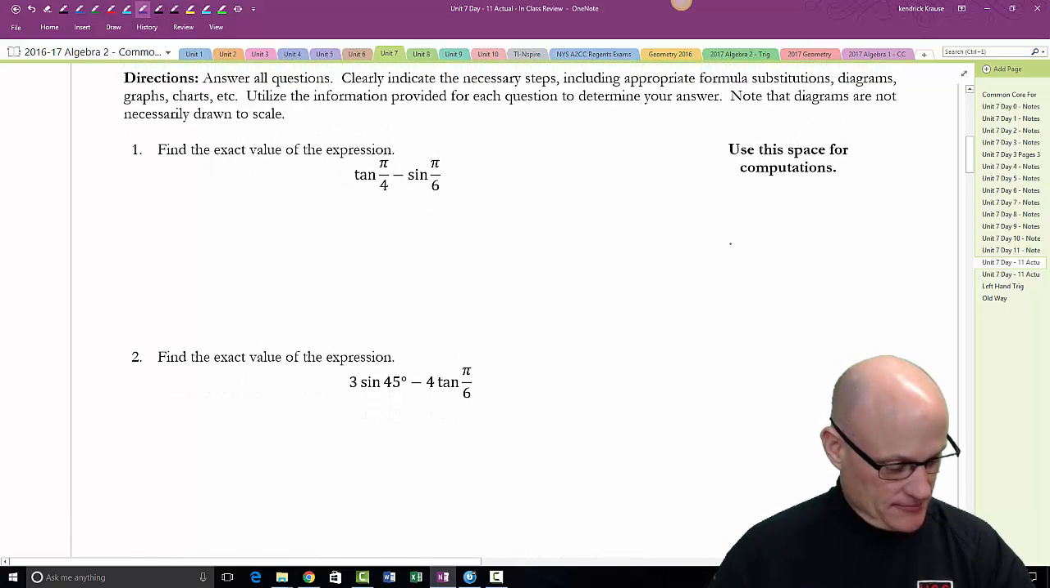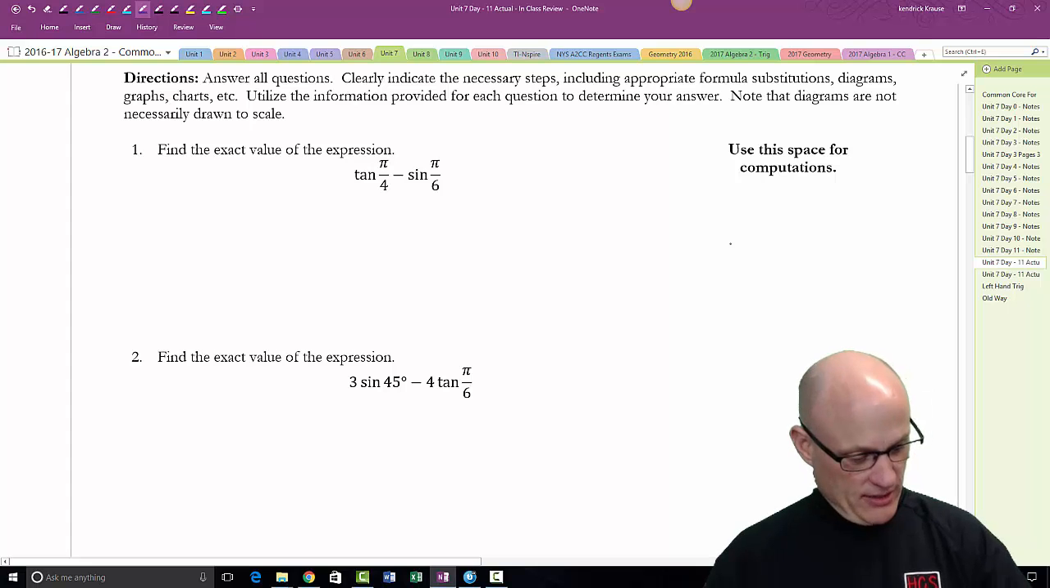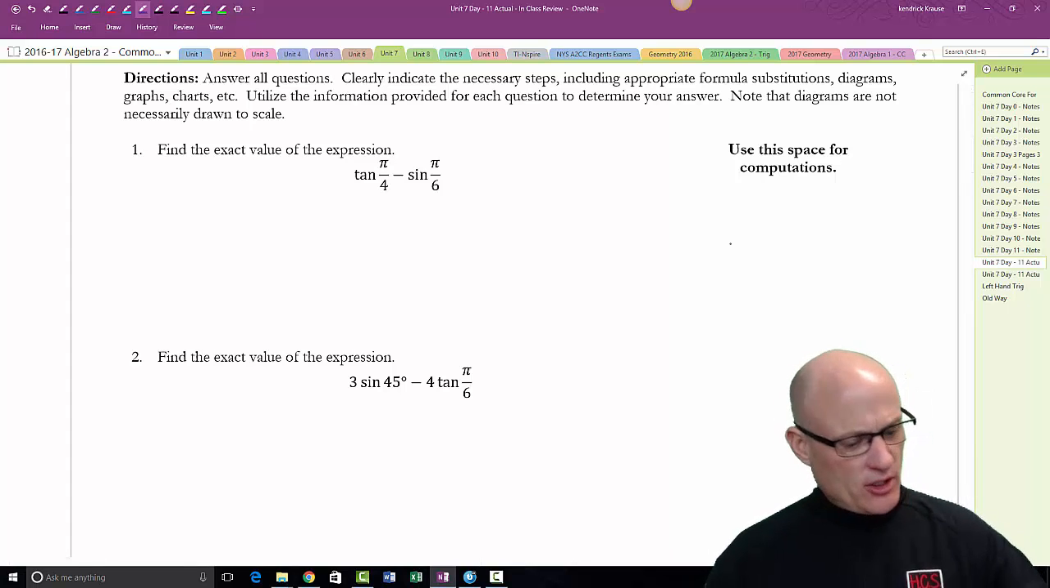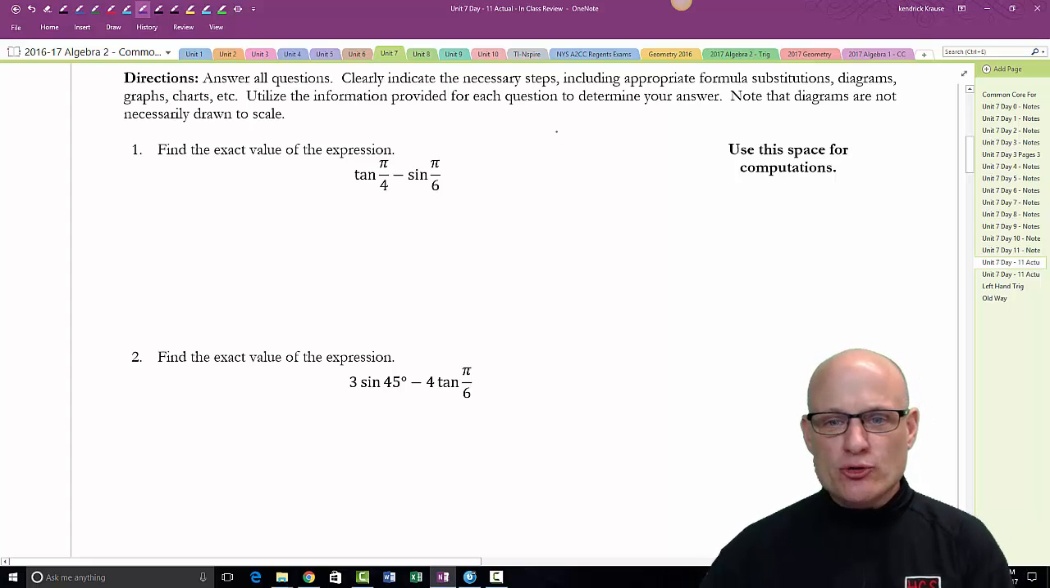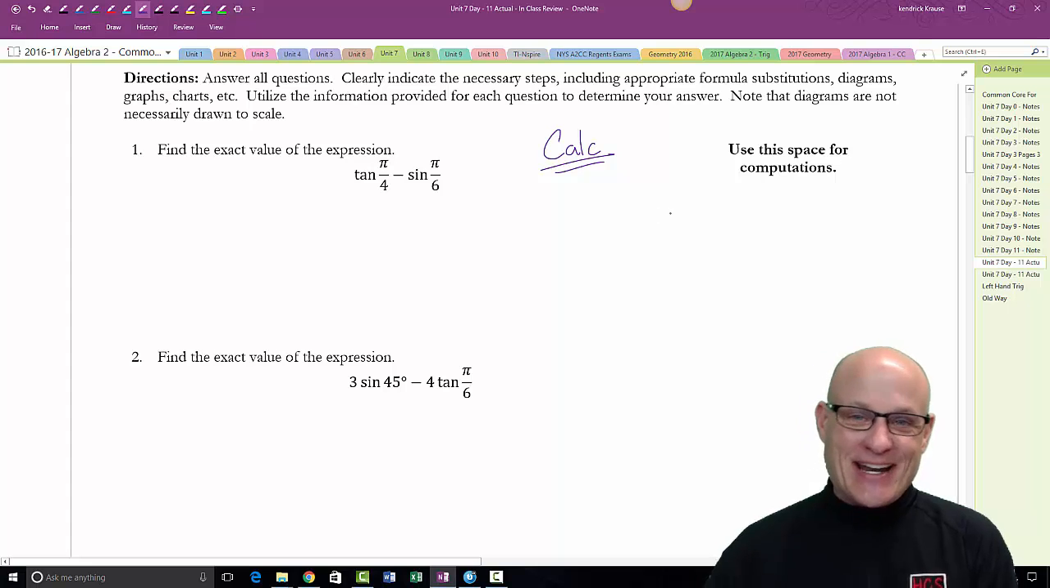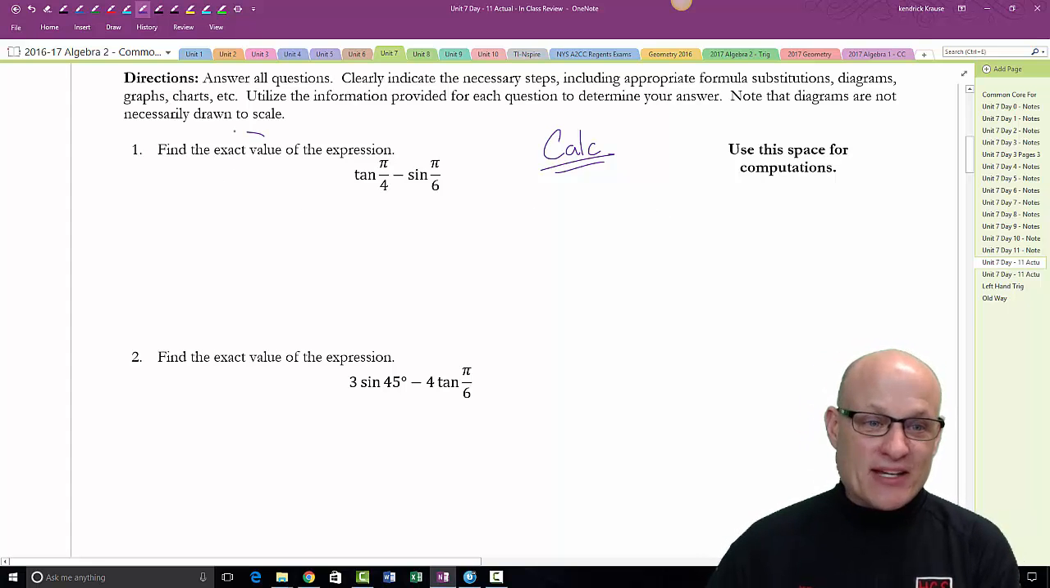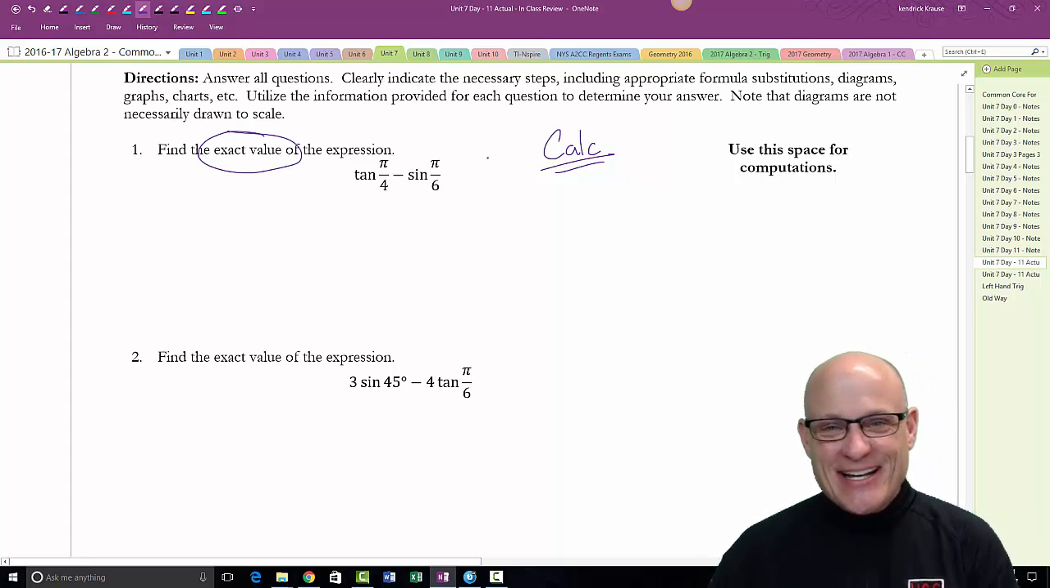All right, here we go. So, what do we got here? Let me look at the right diagram. So, the right diagram says we're going to do the tangent of pi over 4 minus the sine of pi over 6. Now, should you happen to use your calculator at this time, you type this into your calculator, you get a nice decimal, you will not be giving me the exact value.